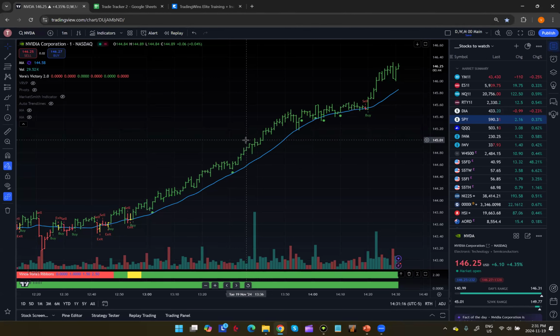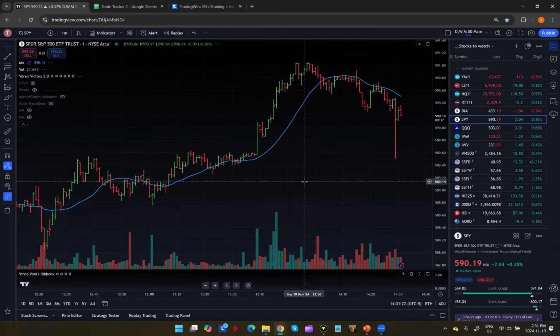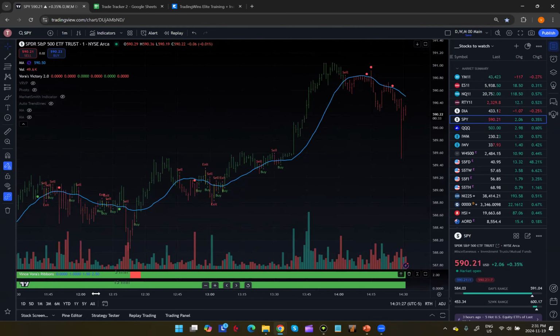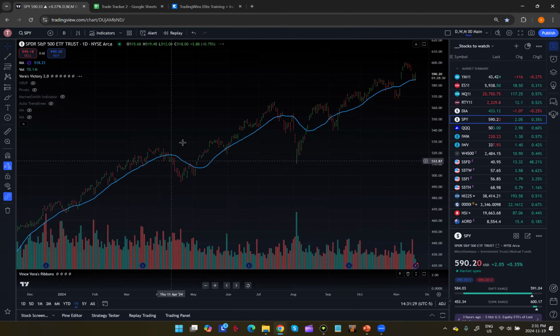Someone says sideways equates to doldrums, go have lunch. Exactly. Sometimes on the daily chart, when you see that with the SPY, go golfing or do something else. It'll save you a lot of grief.